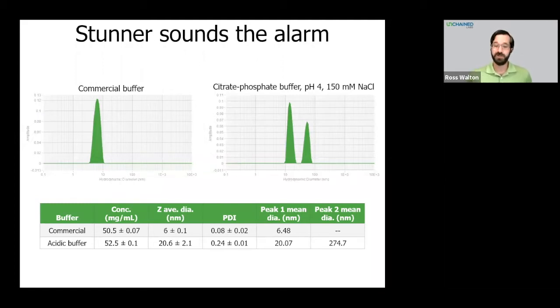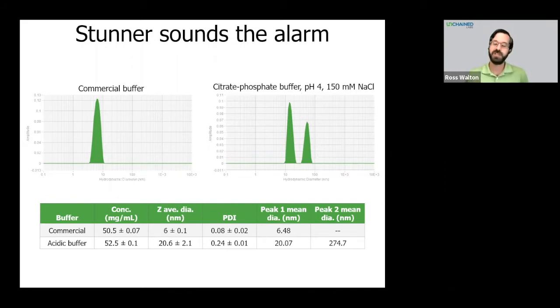The 2 peaks in the DLS intensity distribution of the antibody in the acidic buffer show that there are 2 populations of particles in the solution, one with an average size of about 20 nanometers and the other with an average size of about 275 nanometers. Now, it's actually possible that both of these peaks represent aggregate populations, since they're both larger than the single peak in the commercial buffer at 6 nanometers. This is a ton of information. You can imagine how it could be used as part of, say, a formulation screen kind of like this one, but with way more samples.